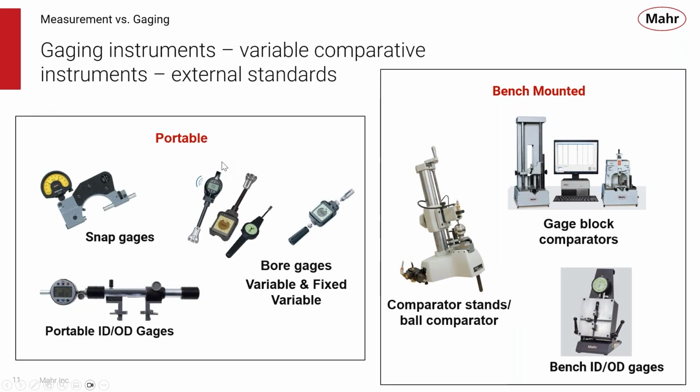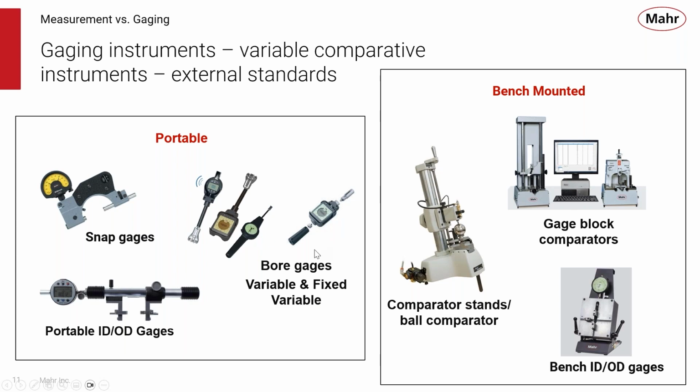So, some more examples of gauging instruments. We have some portable options here, such as a snap gauge, an ID/OD gauge, or a rail style gauge, like you see here with this 844T. All of your bore gauges, your sweeping style bore gauges, your plug style bore gauges, like the Dimentron we saw in the previous slide, are all going to be examples of gauging instruments.